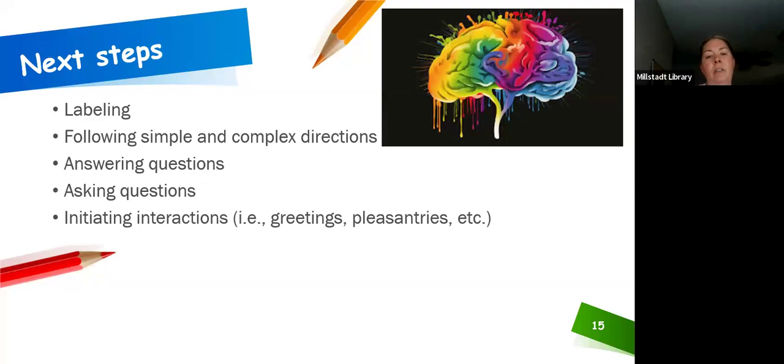And then initiating interactions like telling someone, hi, bye, what's up, how are you? Do you like how your day is going? All of those initiating interactions are going to be very important and crucial for gaining more social skills as well as communication skills with somebody else. And it's important to note that these skills can build upon each other. You don't have to teach them one by one in any type of sequential order.